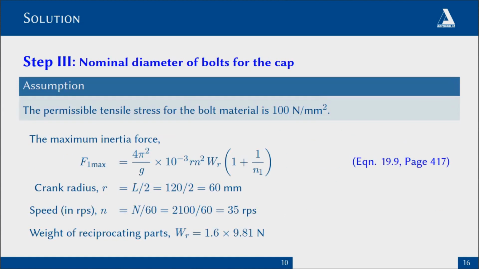Now in the next step, we determine the nominal diameter of bolts for the cap. We assume that the permissible tensile stress for the bolt material is 100 Newton per millimeter squared. Now the relation for the maximum inertia force is given as equation 19.9 in page number 417. The relation is F1 max equal to 4 pi squared divided by g multiplied by 10 raised to minus 3 R n squared WR multiplied by 1 plus 1 by n.